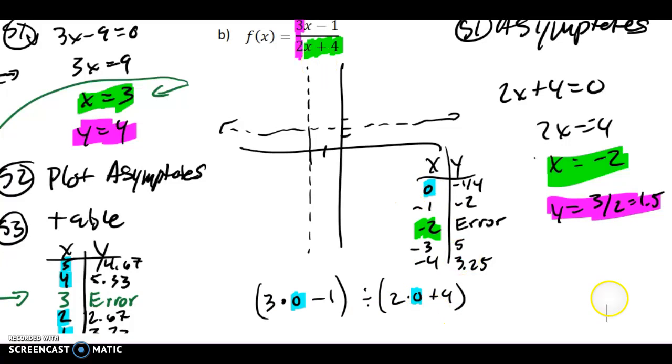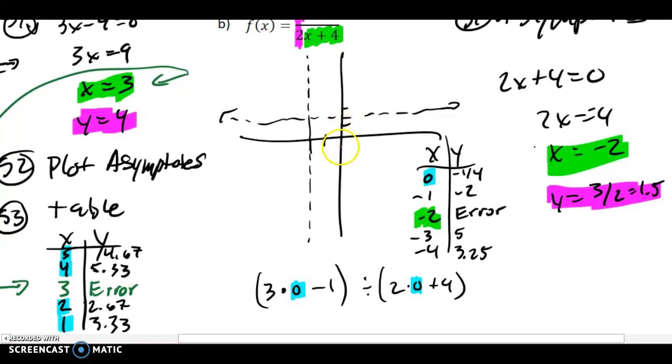So we're going to plot this. We have 0, negative 1/4, and then negative 1, negative 2. So it'll be like this. So notice it switched spots. Then we have negative 3, 5, and negative 4, 3 1/4. And I'm running out of time here, and I want to do domain range. Okay, I forgot to do domain range.